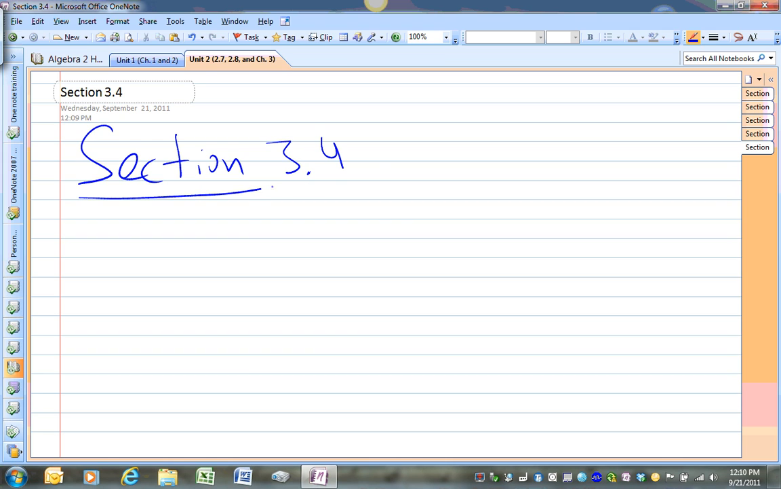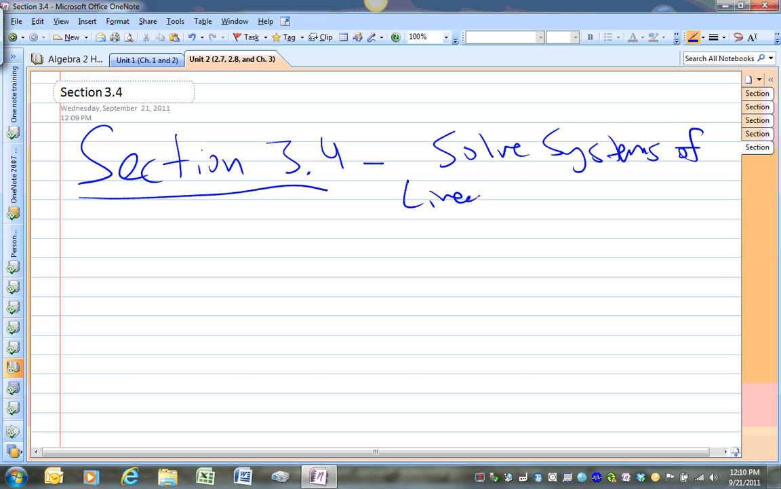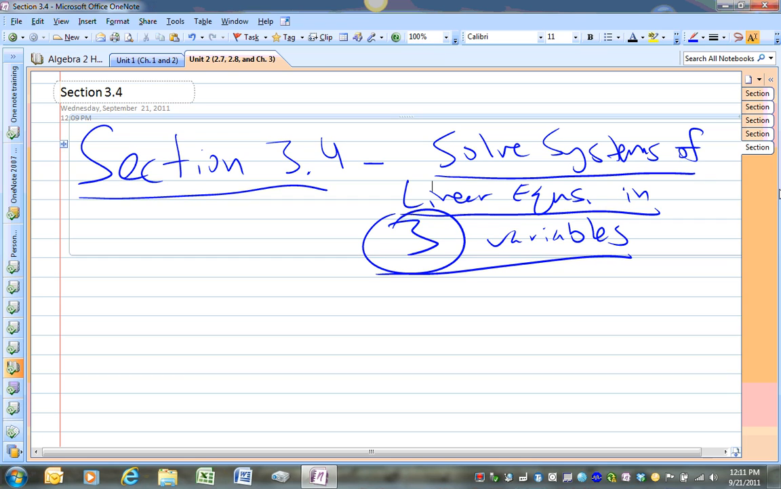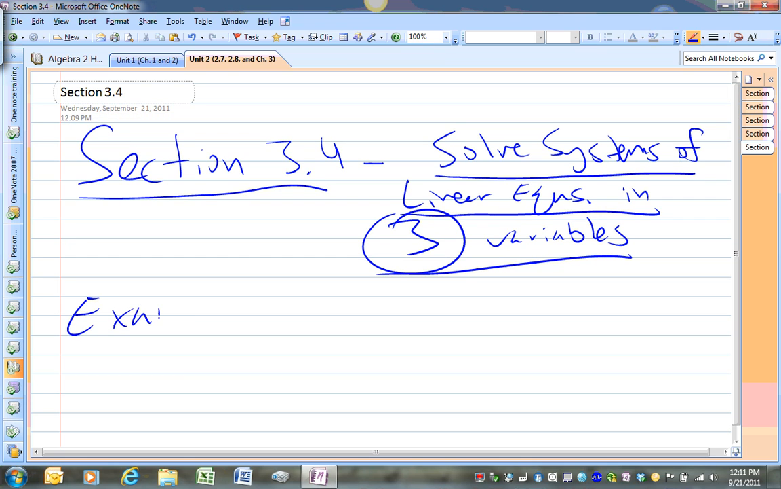So section 3.4 is on solving systems of linear equations in 3 variables. We did 2 variables earlier this week. Now we're doing 3 variables. So it's going to be a little bit weird, but I think you guys can handle it. I think we'll just jump right into it, like we usually do.